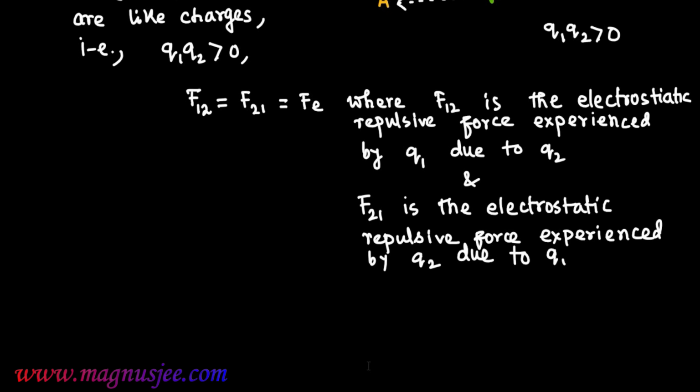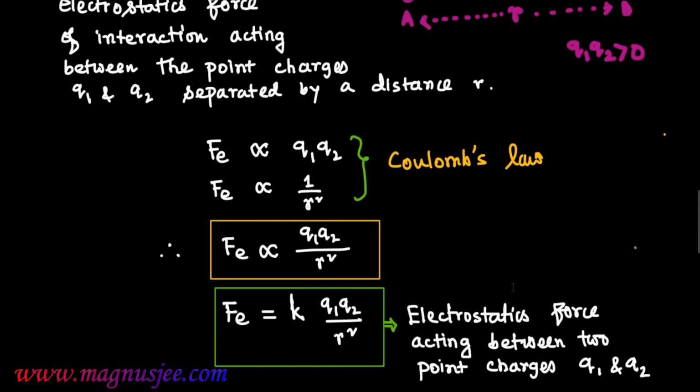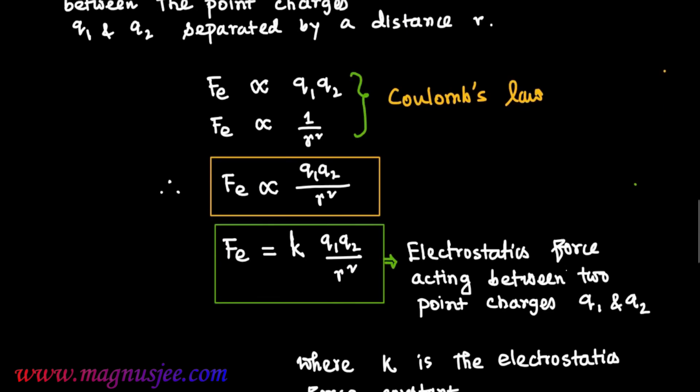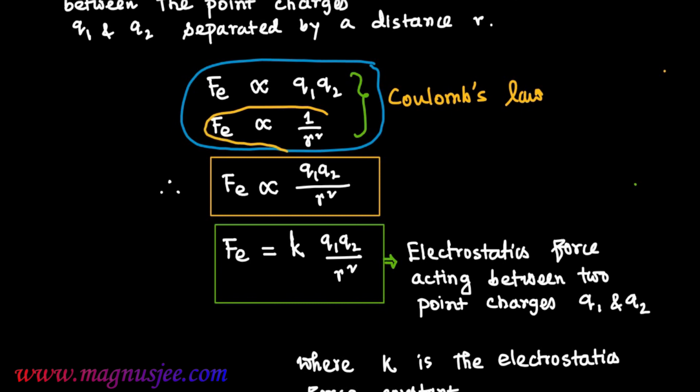Here if Q1 times Q2 is greater than 0, finally, according to Coulomb's law, Fe is proportional to Q1 Q2 and Fe is proportional to 1 by R square. These two relations are known as Coulomb's law.